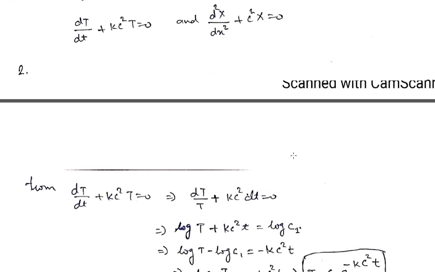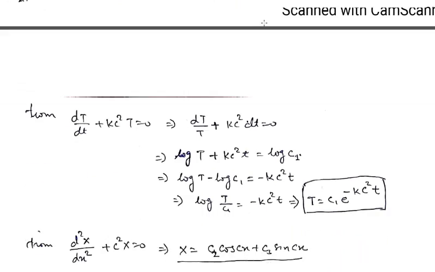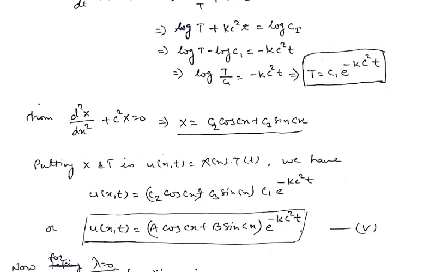And from the second equation, which is d²X/dx² plus c square X equals 0, which is a linear ordinary differential equation with constant coefficients, its solution will be given by X equals c2 cos cx plus c3 sin cx. When we solve it, its auxiliary equation is m square plus c square, so roots are m equals plus minus iota c, and in the case of imaginary roots, the complementary function is given by c1 cos x plus c2 sin x in that form. So X equals c2 cos cx plus c3 sin cx. As c1 we already have taken, that's why we use here c2 and c3.